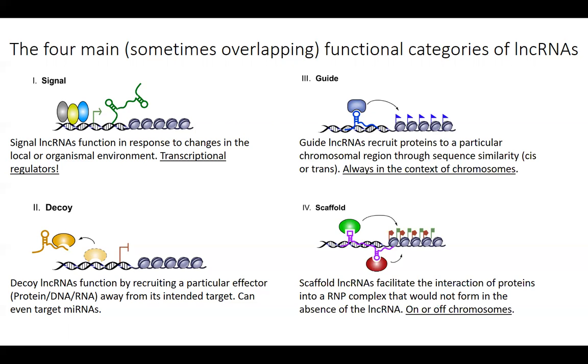Or they can act as a scaffold. These scaffolds help facilitate interactions between proteins that we need in a complex. We can bring in different types of proteins on the same purple lncRNA here, and we can also include binding to chromosomes or not, depending on what we're doing. In this particular case, we're looking at chromatin modification, but we can target other things too with the scaffolding mechanism. So these are 4 general ways that these work, and you can think of probably a lot of variations on this theme if you wanted to.